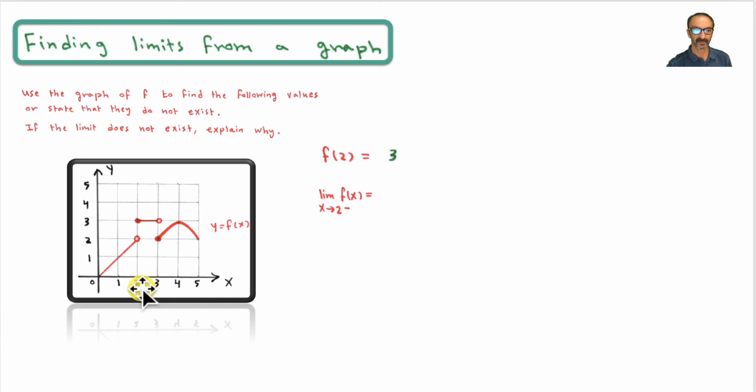From the left, you're going to be close to this open circle, which is 2. From the right, you're going to be on this line segment, getting close to this, which is leveled up to 3. Alright? Limit from left is 2, limit from right is 3. Well, you could see at 2 it's broken, it's different levels. So the limit when x approaches 2 does not exist.